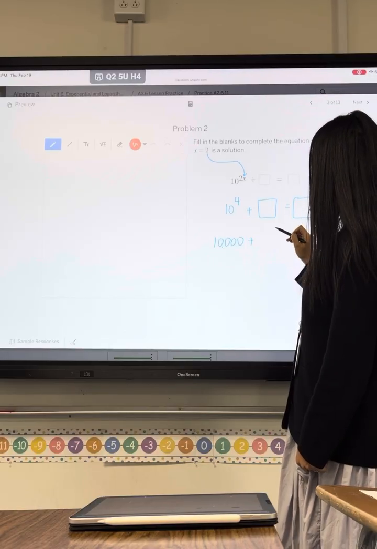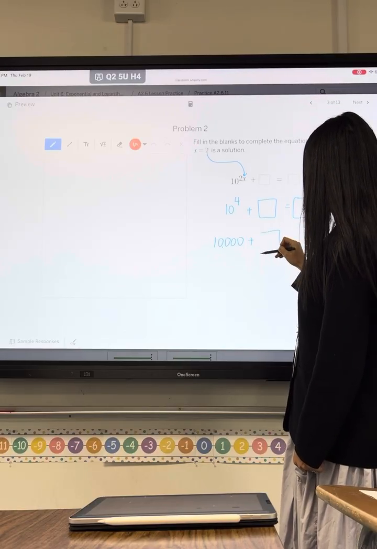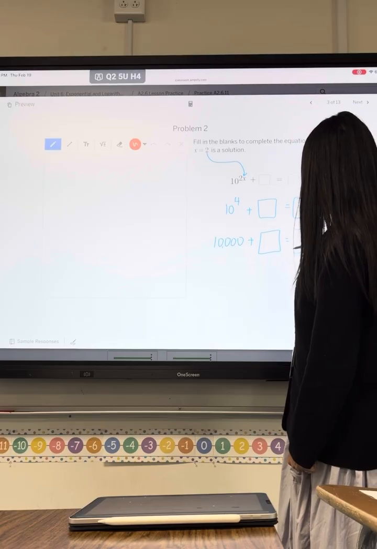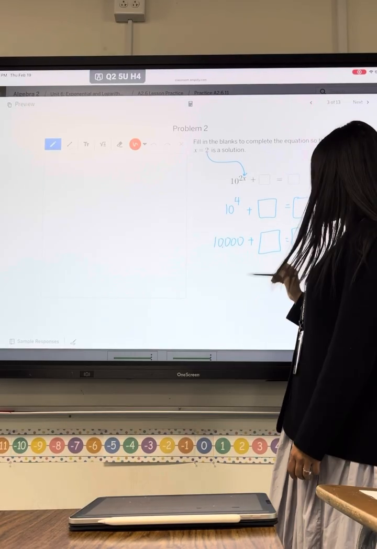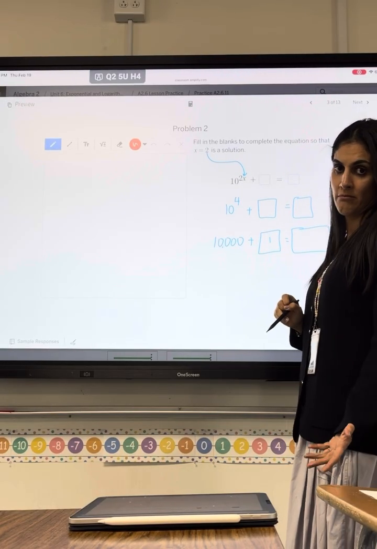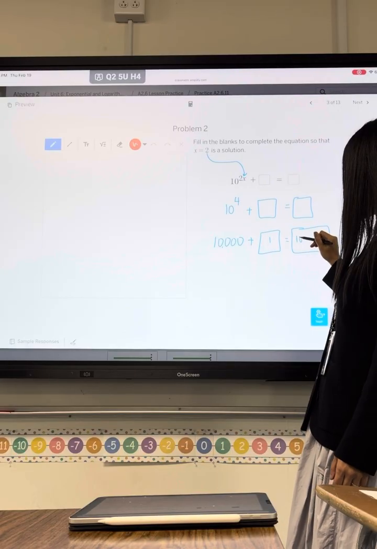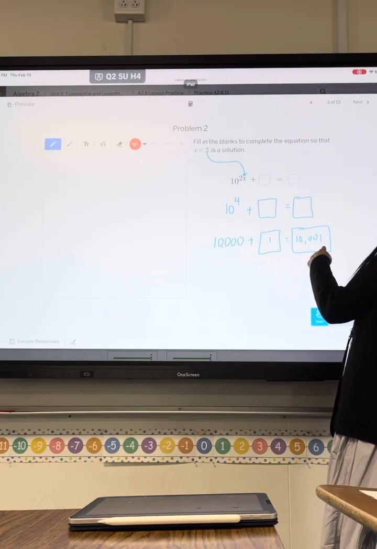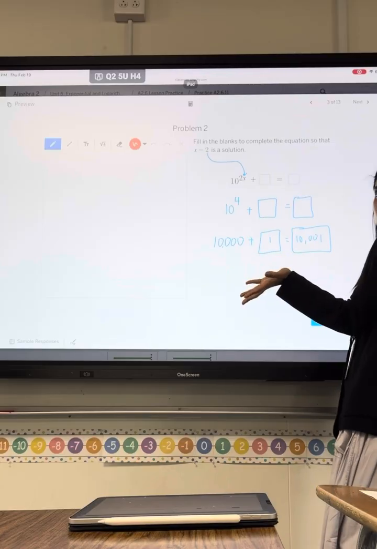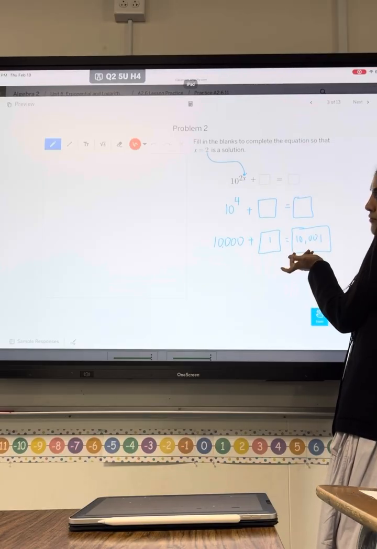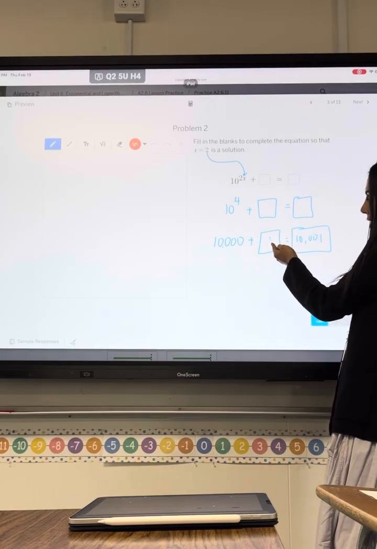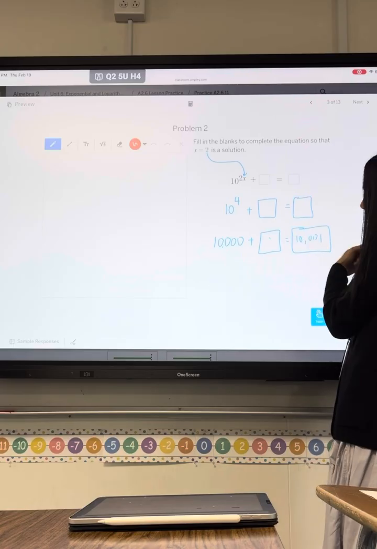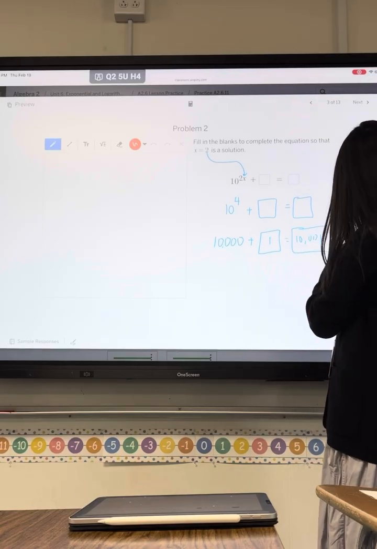10,000 plus something equals something. Just make it equal and we're good. I don't know, you could put a 1 right there, as long as you make this 10,001, because 10,000 plus 1 is 10,001. Put a 5 and make that 10,005. Put a 10,000 and make this 20,000, all right? The possibilities are endless. Okay.